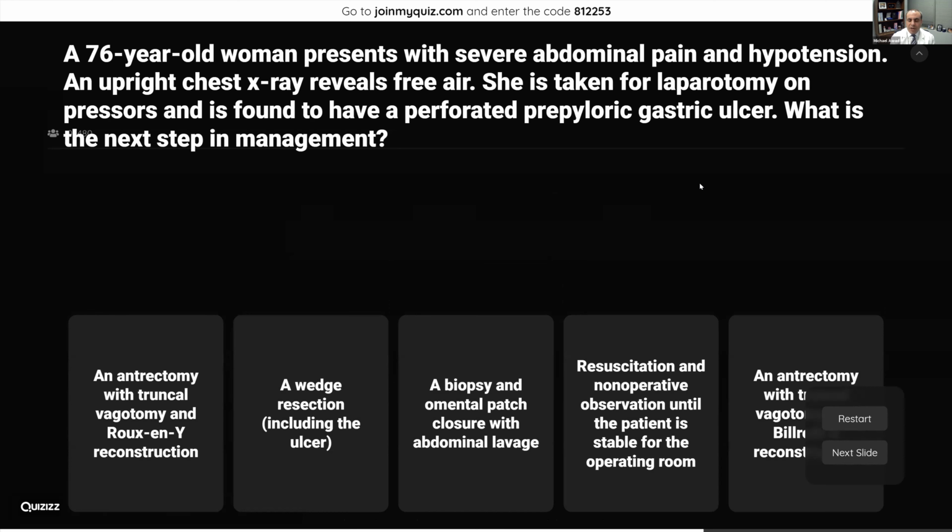A biopsy with patch closure obtains source control and allows the patient to leave the operating room quickly for further resuscitation. In addition, there is less concern for leakage from an anastomosis created when a patient is hypotensive or on pressors. Observation is inappropriate for a patient in septic shock who requires source control.